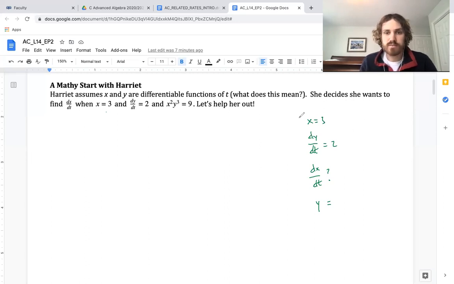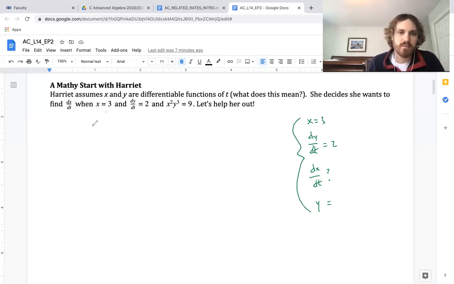So we wrote down some stuff that we know. I think this is incredibly valuable, writing down what you know and what you want to know. You also need some sort of relationship to relate the two things that are changing with respect to time. Well, in this case, we were just given this relationship, which is x squared y cubed equals 9. This is a static equation. Nothing's changing here, but it relates x and y.